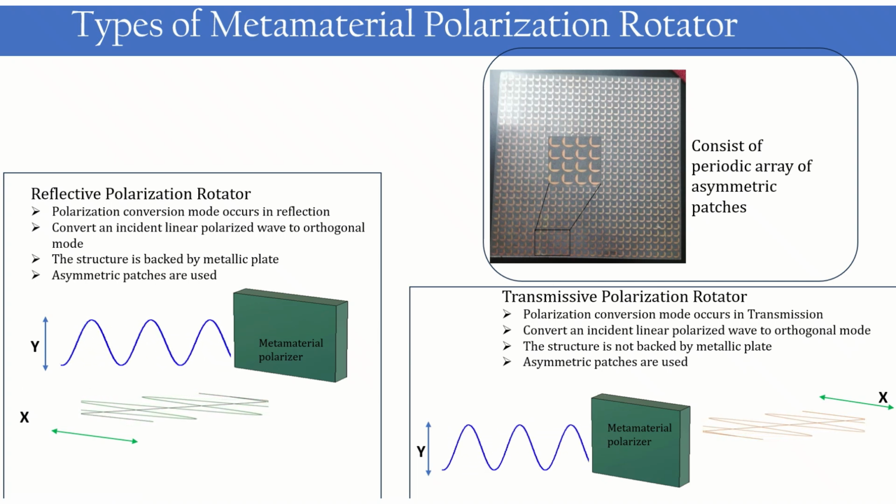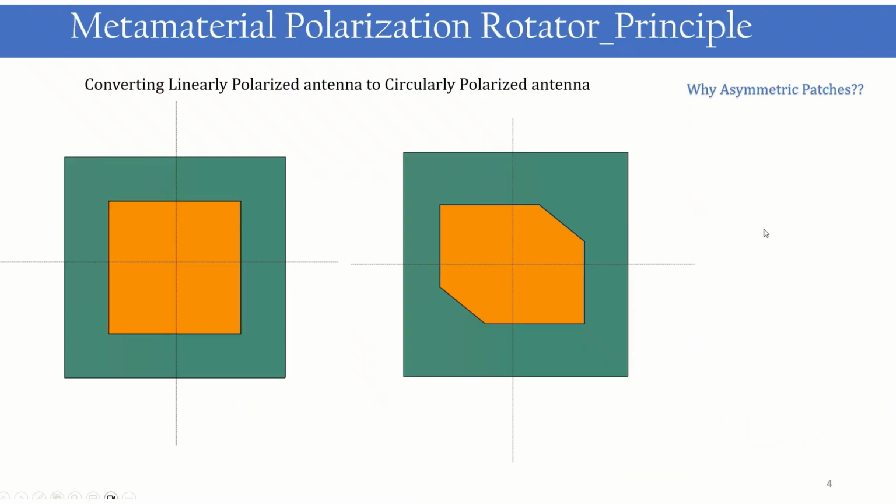Let's see why we have to use asymmetric patches for the polarization rotator. To give an idea about why polarization and symmetry are related, I'm taking a common example. We are all familiar with antennas. Consider a square patch antenna. We know that the polarization we get from this antenna is linear polarization. When we observe this antenna, we know that it has a four-fold symmetry.